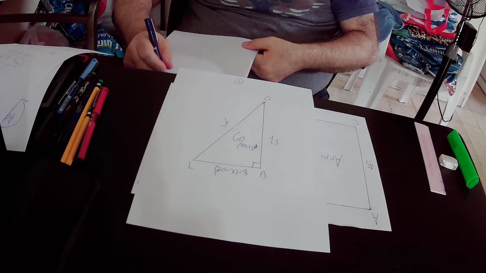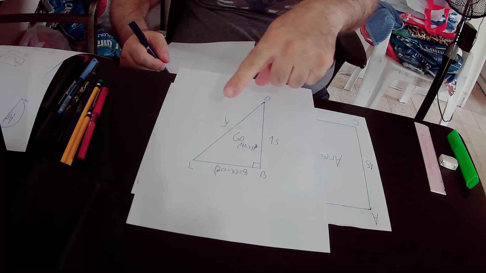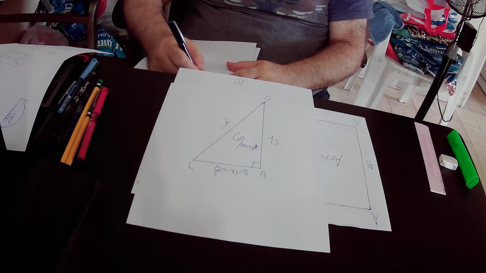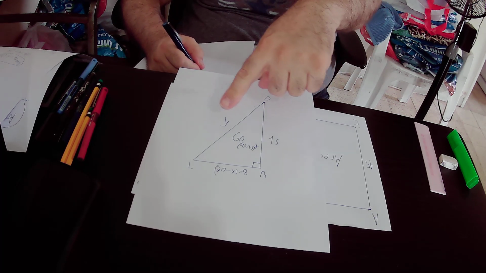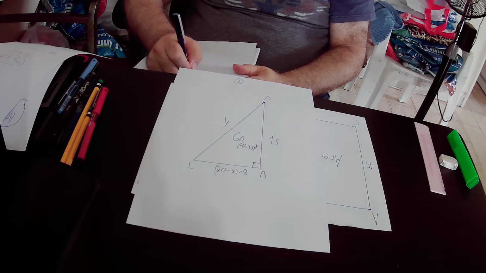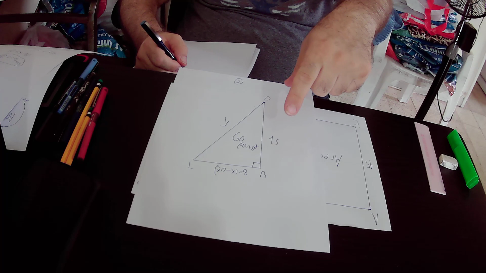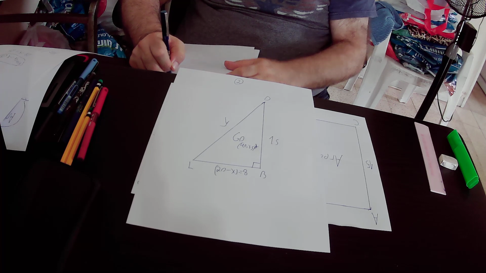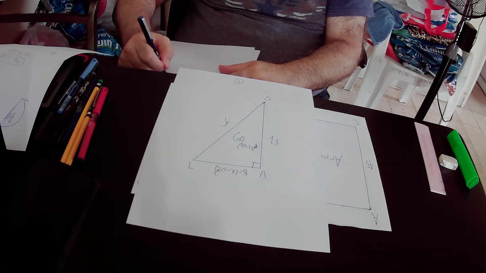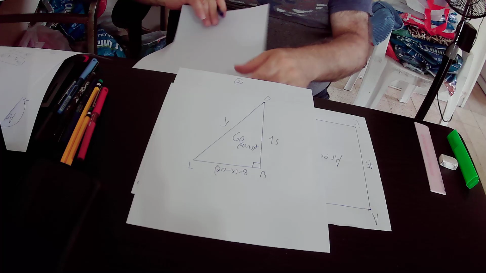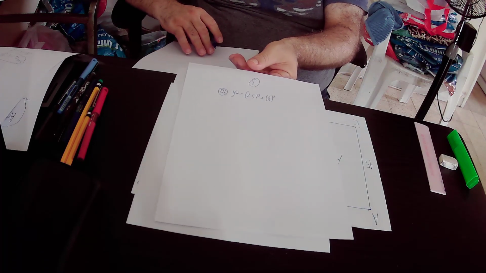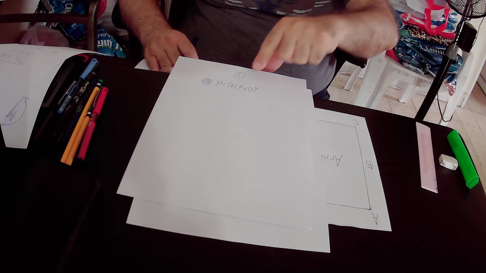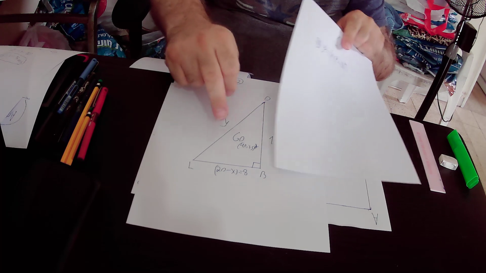According to the Pythagorean theorem, the square of the hypotenuse equals the sum of the squares of the perpendiculars. The square of the hypotenuse is y square, which equals the sum of the squares of the perpendiculars, equals 15 square plus 8 square. Okay, so according to the Pythagorean theorem, y square equals 15 square plus 8 square.